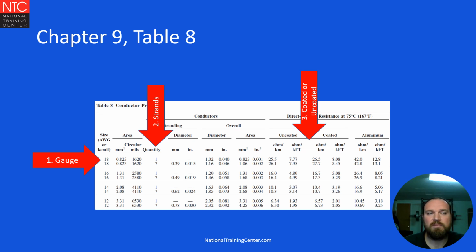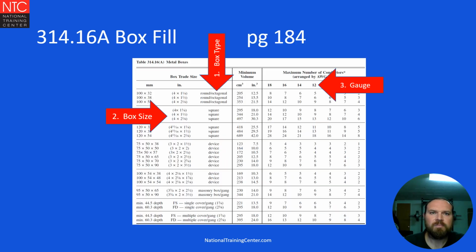Coated cable has a very thin layer of tin, nickel, or zinc on the copper itself, and the reason behind that is it prevents or slows down the process of oxidation, which is going to increase the resistance value of your cable over time. All of the values on this table are going to be given to you per 1,000 feet. The next table we look at is the box fill table.